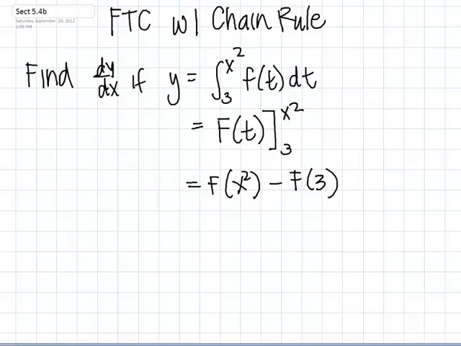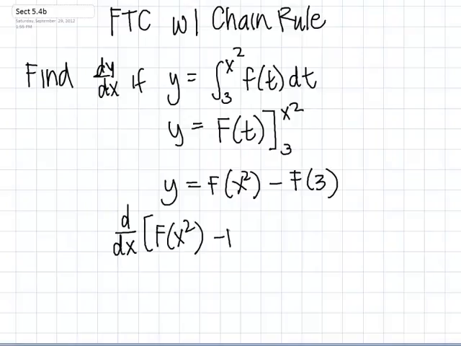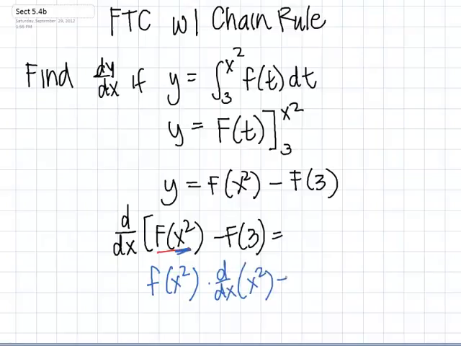Okay, and then we would want to take the derivative of it, because these are actually still y equals. So if I were to write out the derivative of big F of x squared minus big F of 3, well, what is the derivative of big F? The derivative of big F, again by the fundamental theorem, is little f of x squared. But notice it's x squared, so we have to apply the chain rule, the derivative of x squared, and then we have to take the derivative of F of 3. And what's F of 3?